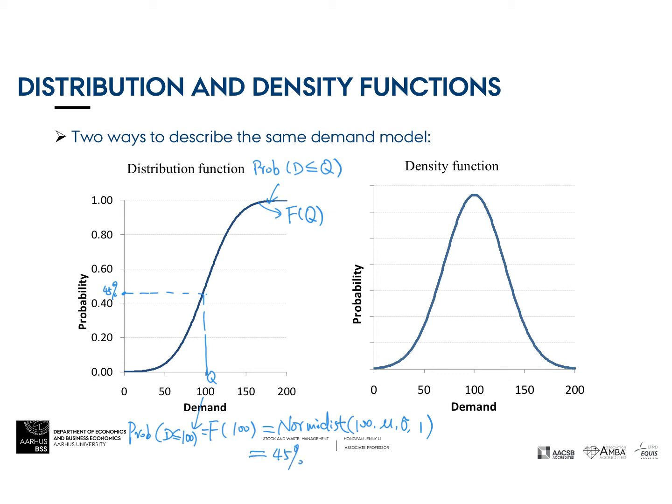And then on the left-hand side, this is a density function. Basically, this is the probability of your random value equaling a specific value. For example, the probability that the demand will be exactly Q. So this actually is the value here. For example, we can see the value for Q equals 100. The probability is here. So that's actually the density function.